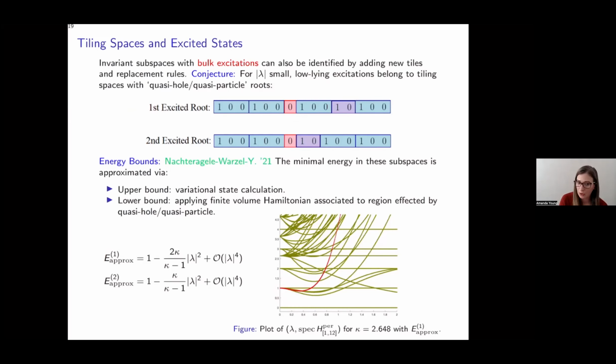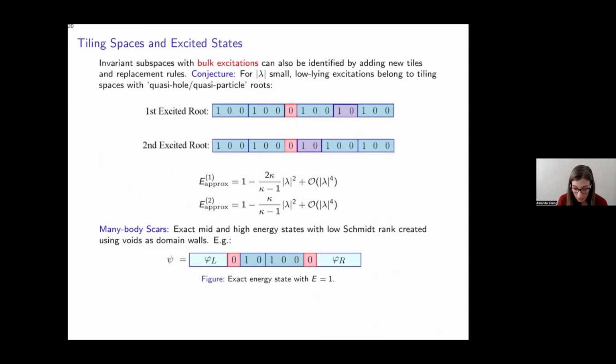However, we can't construct the exact excited energy states here, which is part of the problem with showing that this is the correct subspace to look at, but this is where we believe they live. And so more work would need to be done in this setting. You can also produce exact energy states of mid and high energy with low Schmidt rank by using the voids to introduce barriers or boundaries into the states. And so you can actually identify quite a few mid and high energy states exactly using the ground states we already produced.